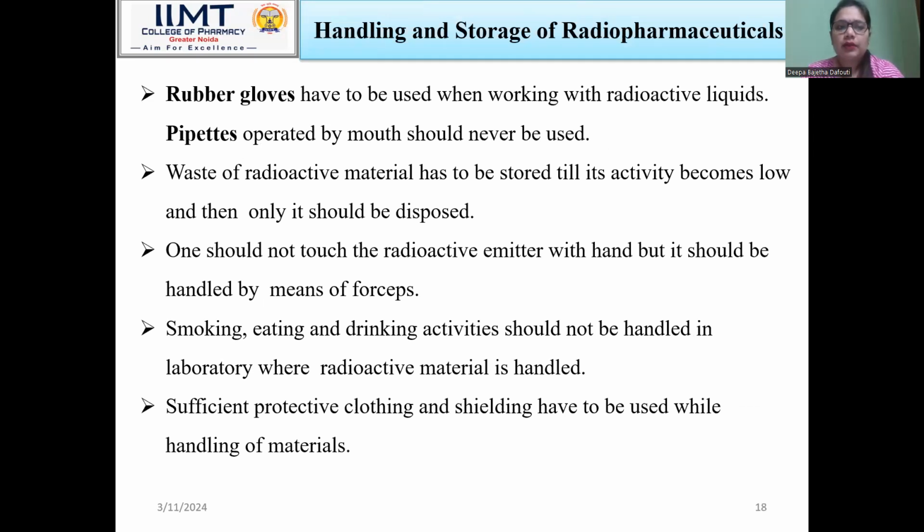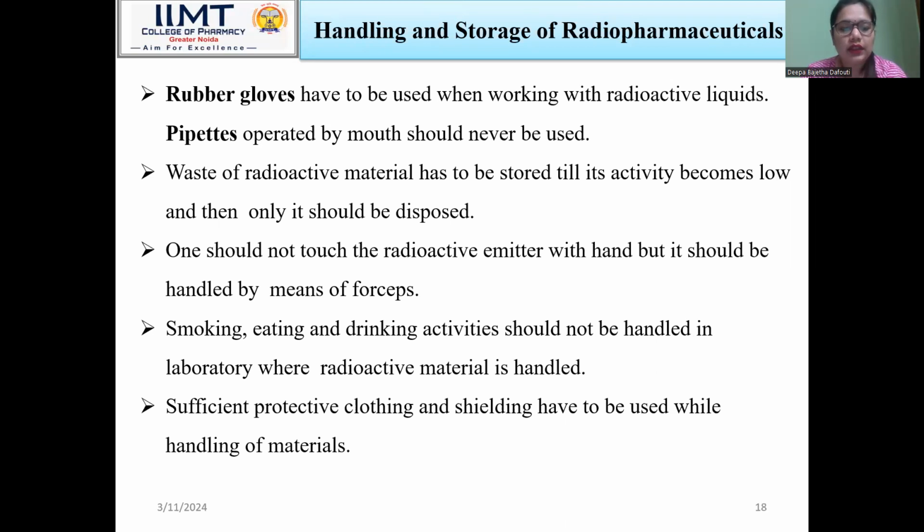Next, we can use rubber gloves also while working with radioactive liquids. Pipettes operated by mouth should never be used. Waste of radioactive material has to be stored till its activity becomes low, and only then should it be disposed. One should not touch the radioactive emitter with hand, but it should be handled by means of forceps. Smoking, eating, and drinking should not be done in a laboratory where radioactive material is handled.